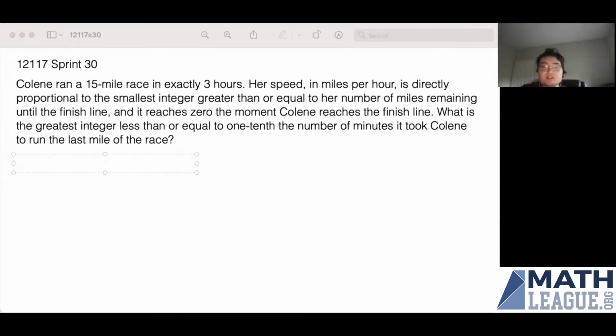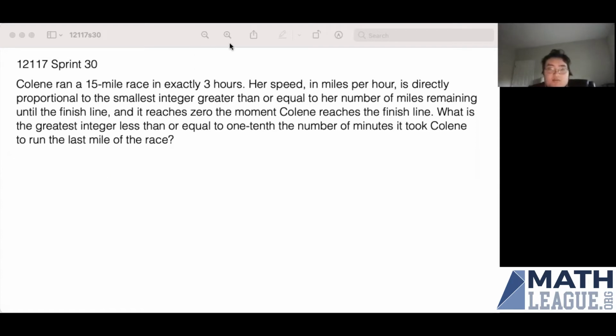We'll be talking about sprint problem 30 from the April 2021 middle school test 12117. Colene, okay, wow, 15 miles. I could never run that far. She runs so that her speed in miles per hour is directly proportional to the smallest integer greater than or equal to her number of miles remaining until the finish line, and it reaches 0 the minute Colene reaches the finish line. Okay, so first things first, let's just try to understand how her race goes.